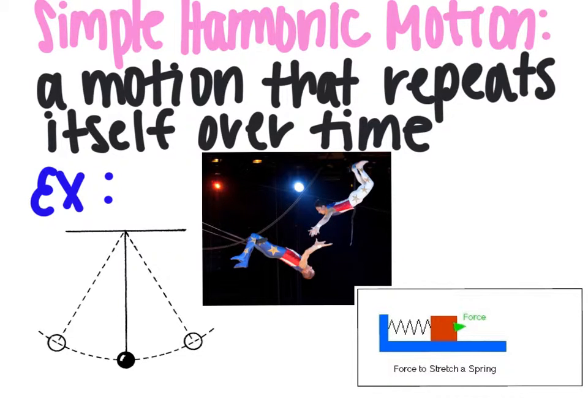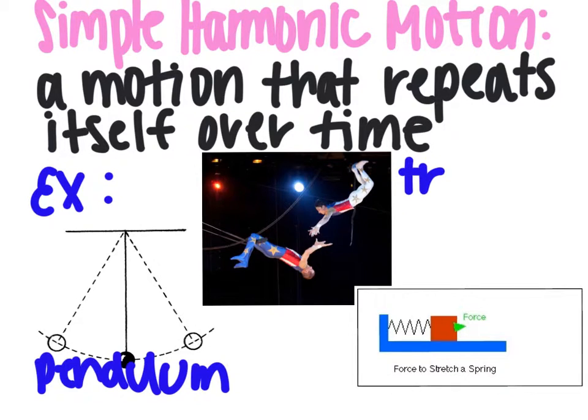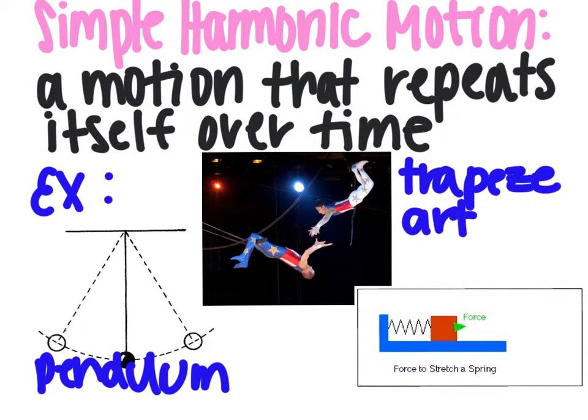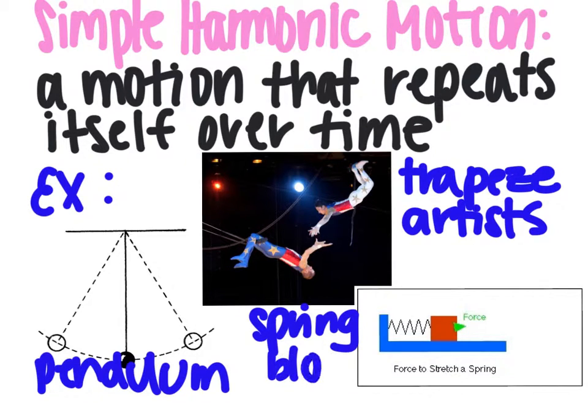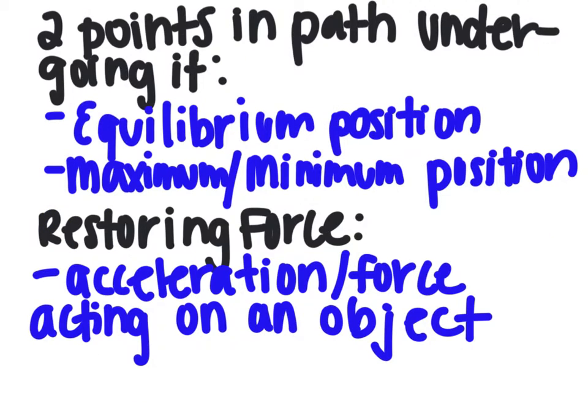Some examples of this are a pendulum, trapeze artist, or a spring block. All of these repeat motion over time. So there are 2 points in the path that undergoes simple harmonic motion.